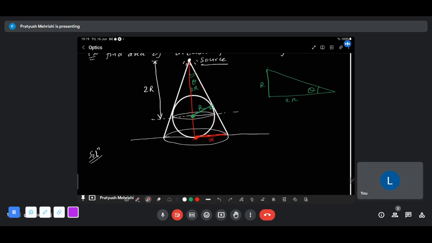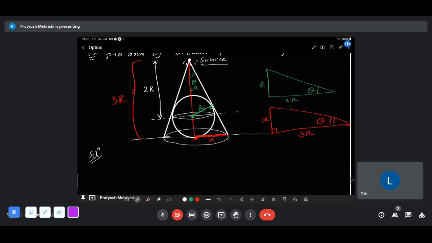Now let us redraw that triangle. Second triangle is this. What is this total length? This total length is 3r, is it not? This total length is 3r. This perpendicular radius is x, and that is the slant height. What is this angle? This angle is still theta, is it not?